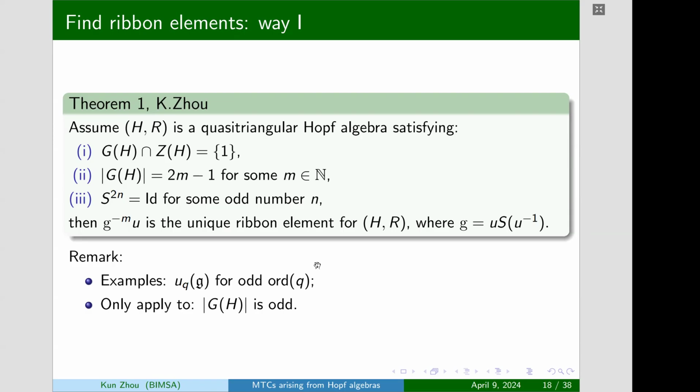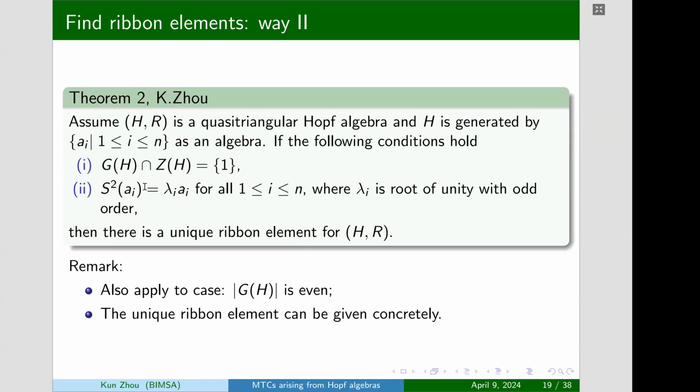Let me give some remarks about this result. If we consider the small quantum group u_q(g) such that the order of q is an odd number, then we can check that these three conditions hold very quickly. So this way recovers the case of u_q(g). But unluckily, condition 2 here requires that the order of G_H is an odd number. But what about the case that the order of G_H is an even number? So we need another way, as follows.